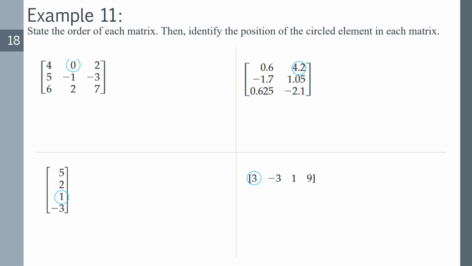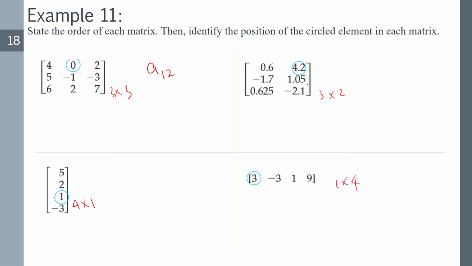Okay, state the order of each matrix, then identify the position of the circled element in each matrix. This one has 3 rows and 3 columns, so it's 3 times 3. This one has 3 rows and 2 columns, so it's 3 times 2. And then this one is 4 times 1, and this one is 1 times 4. The position of this element is on the first row and second column.